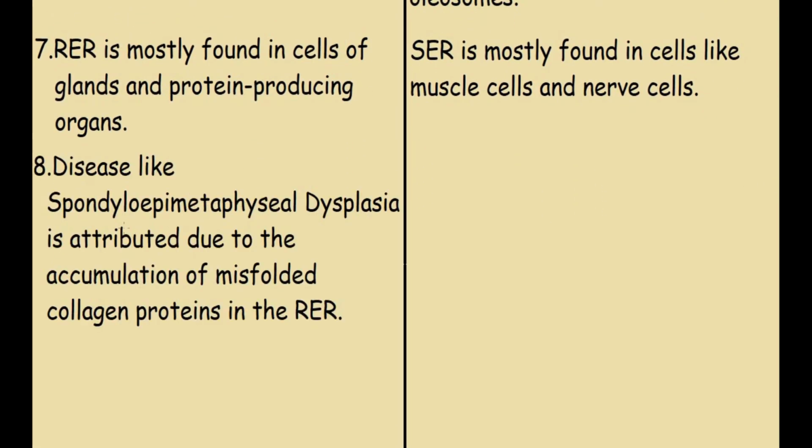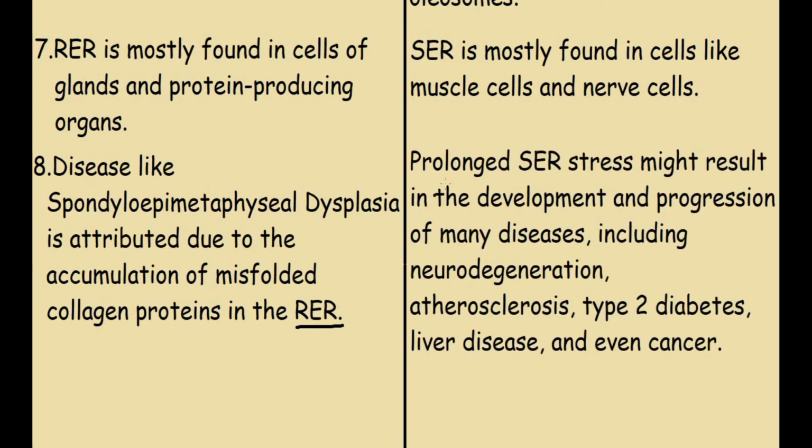A disease like spondyloepimetaphyseal dysplasia is attributed to the accumulation of misfolded collagen proteins in the RER, that is, rough endoplasmic reticulum. And for smooth endoplasmic reticulum, prolonged stress might result in the development and progression of many diseases including neurodegeneration, atherosclerosis, type 2 diabetes, liver disease and even cancer.